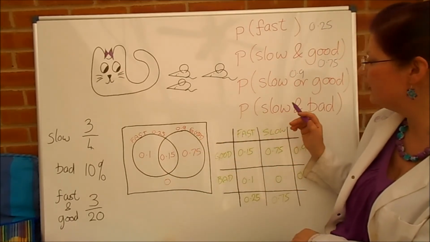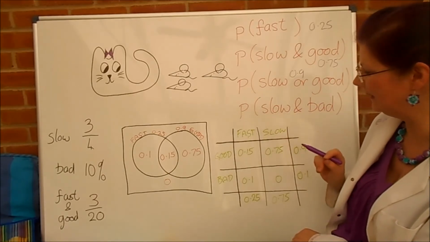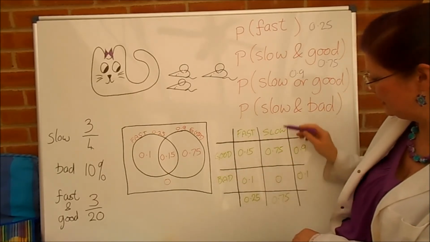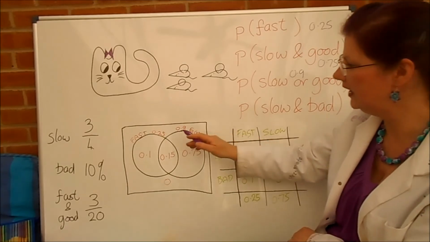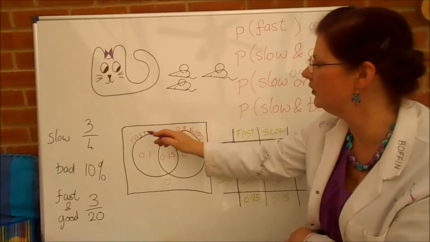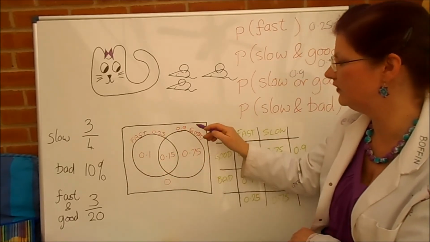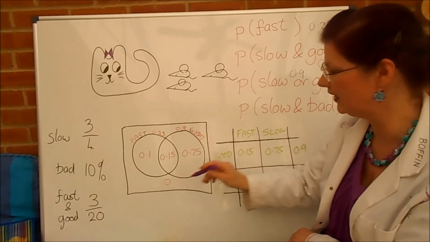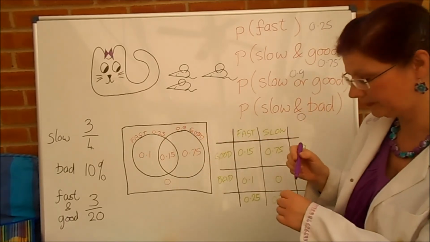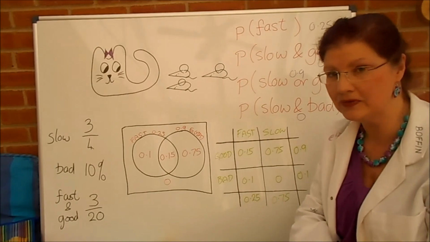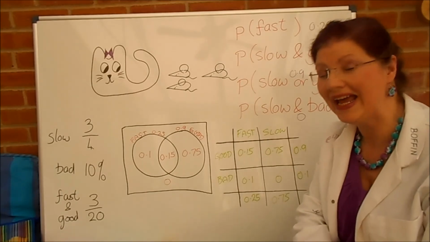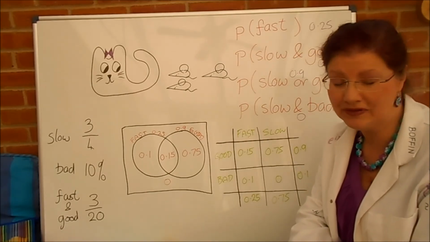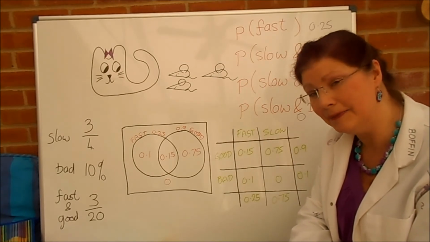And finally, slow and bad at hiding. So that's slow and bad, 0. Here, slow is outside this circle, bad outside this circle. So outside both the circles is this area, 0. There is no chance of a mouse being both slow at running and bad at hiding. The reason for that is, of course, that Bathilda has eaten them.